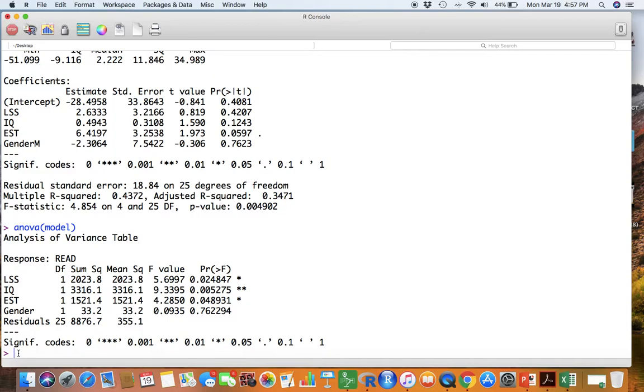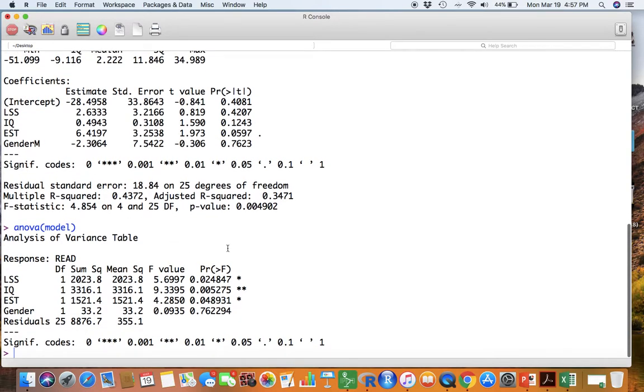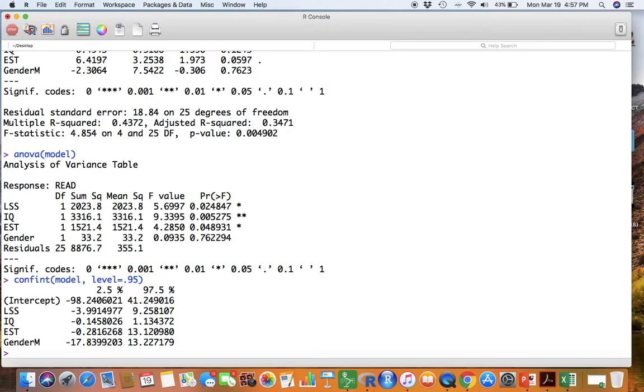All right, let's get into a couple more things. If I wanted to do confidence intervals, going back to the coefficients, if I'm looking at the coefficients and not the overall model, I could do the confidence intervals for the predictors just by doing confint on the model and setting the level at the desired level, and I would just do 0.95.